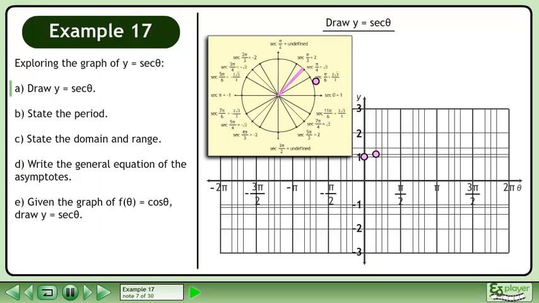Draw the points from the first quadrant. Draw the points from the second quadrant. Draw the points from the third quadrant. And draw the points from the fourth quadrant.